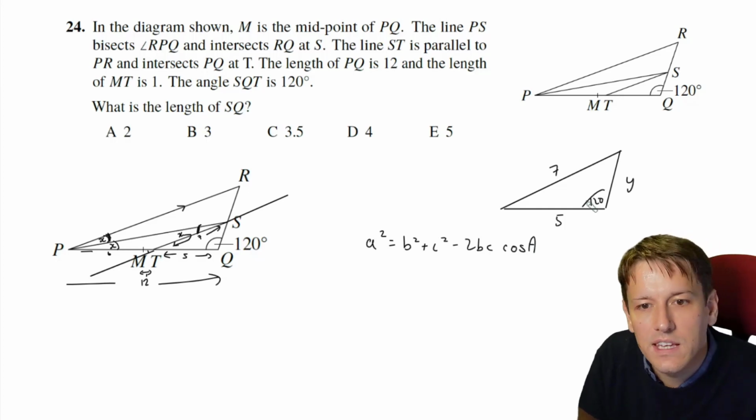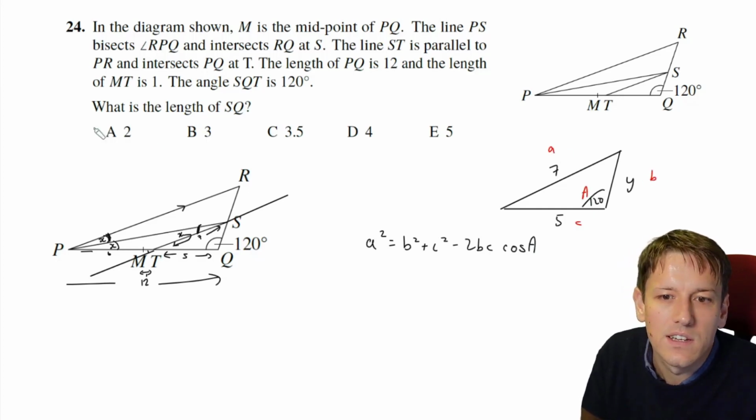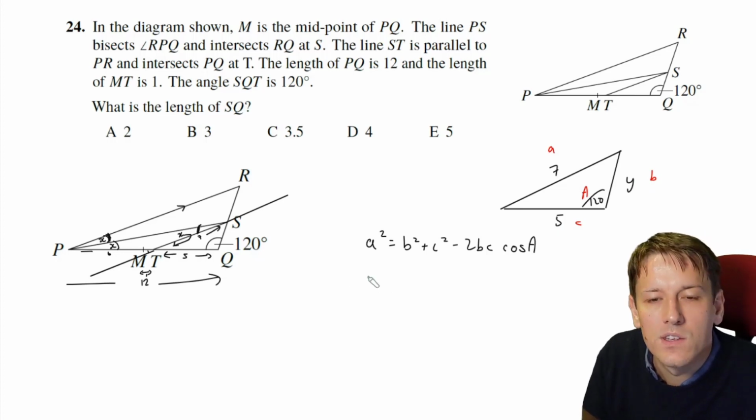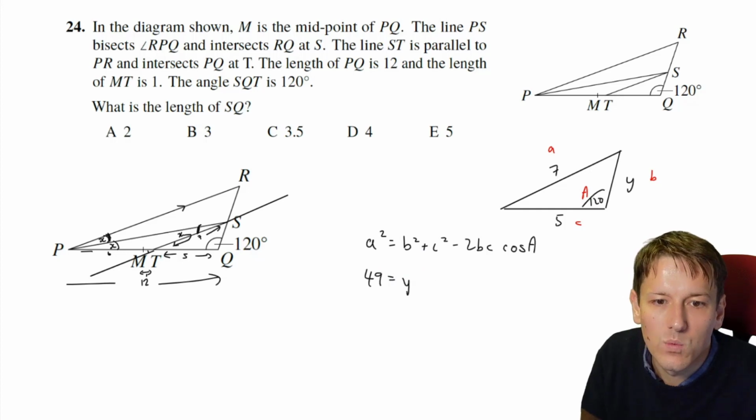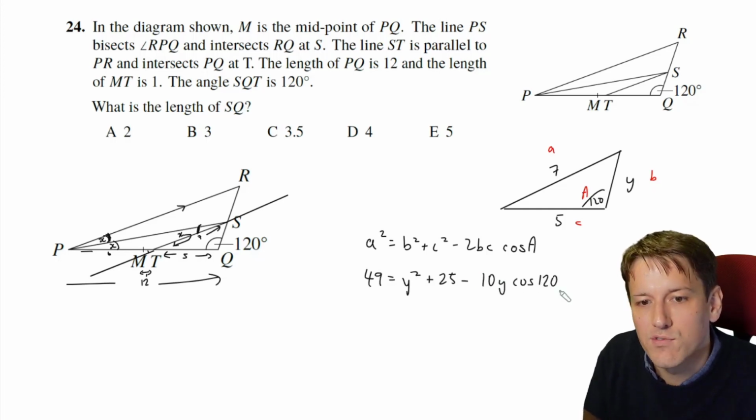And I'm going to have to take this as the angle A then. This is A, and then either of these is B and C. So I've got a squared is 49. That's going to be y squared plus 25 minus 2 times 5y, so that's minus 10y times cos of 120.